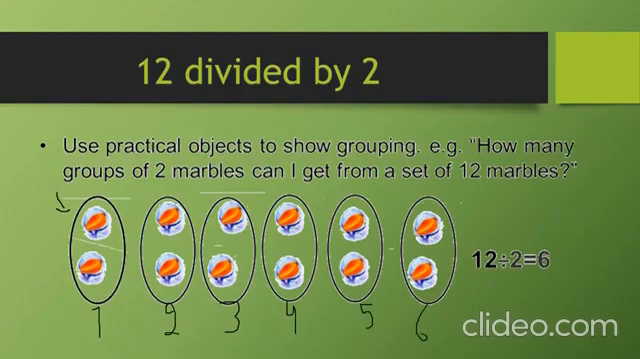So how many groups of 2 marbles can I get from a set of 12 marbles? 12 marbles, 2 marbles in each group. So how many groups? 6 groups. And in each group here we have 2 marbles. So 12 divided by 2 equals 6.